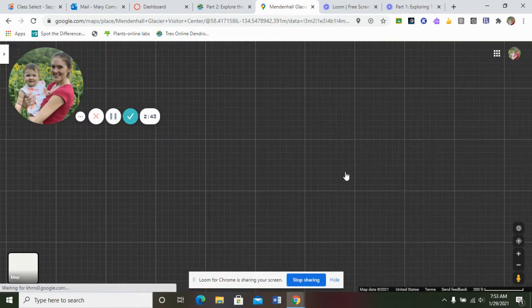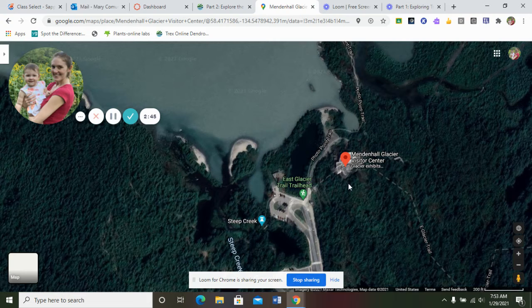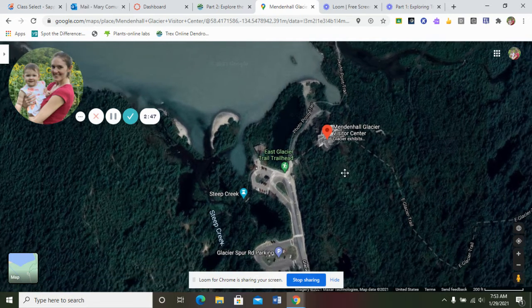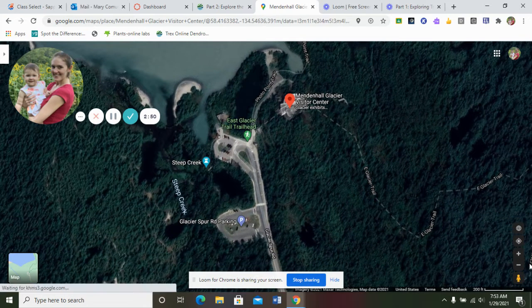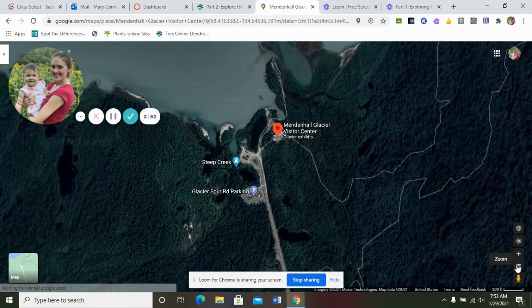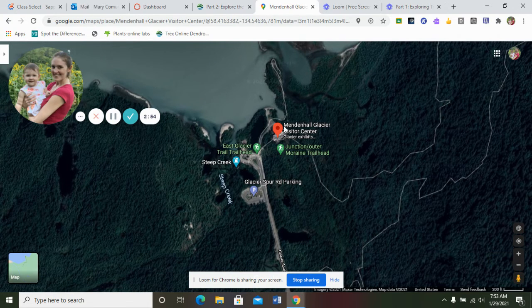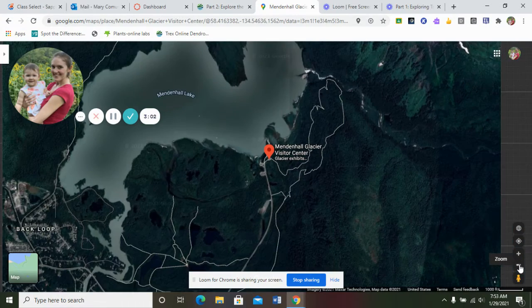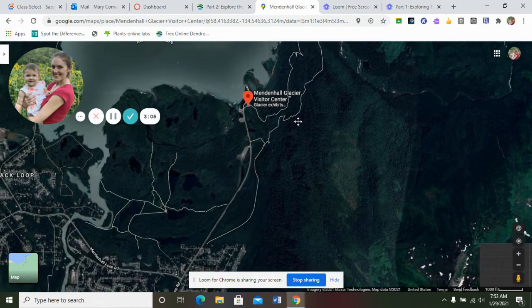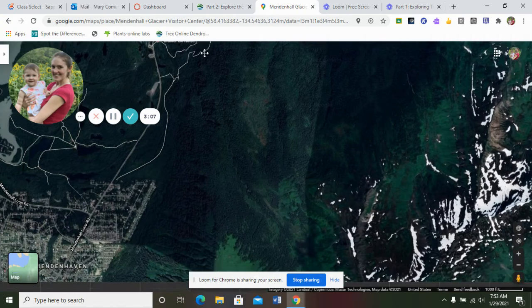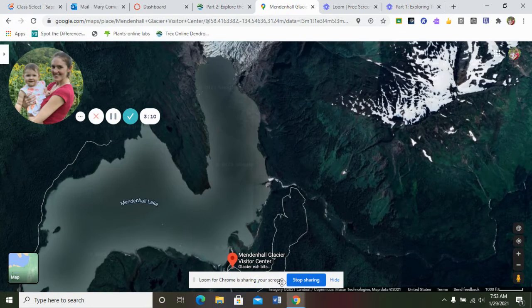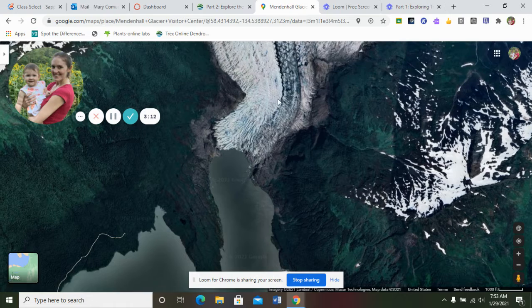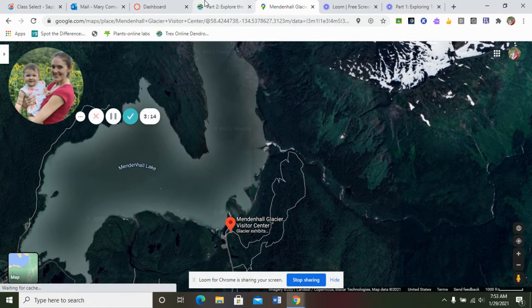Satellite view. All right, so there is the visitor center. And here is a couple trails. There's the East Glacier Trailhead. There's the lake. And you can see there's some snow a little ways back, and there's some snow right up here as well. Here's that glacier. Okay.